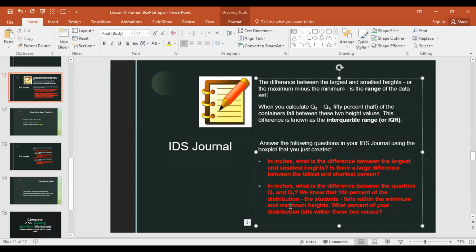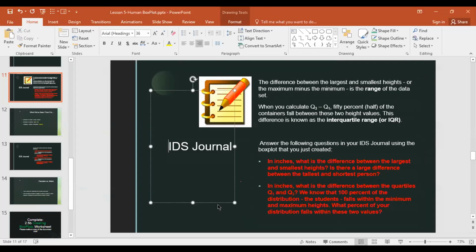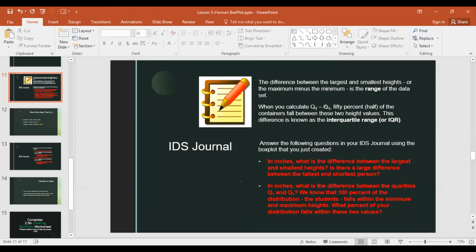And in order to find the range in your data, we simply take our maximum and we subtract our minimum. So to find the range, it is simply the maximum minus the minimum. What that does is it tells you the distance between your maximum and your minimum, right? It tells you the distance between your maximum and your minimum.